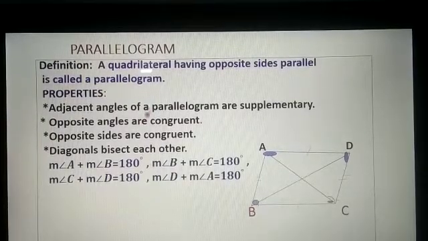Now here, adjacent angles of parallelogram are supplementary means if we take the measure of those two adjacent angles, it must be 180 degrees. Here measure angle A plus measure angle B is 180. Similarly, measure angle B plus measure angle C is 180. If you take measure angle C and measure angle D, their sum is 180. Then measure angle D plus measure angle A, that is also 180. So in this way, these are the four properties of parallelogram. A quadrilateral having opposite sides parallel is called a parallelogram. So you have to draw this figure, write down the properties and learn the properties well.